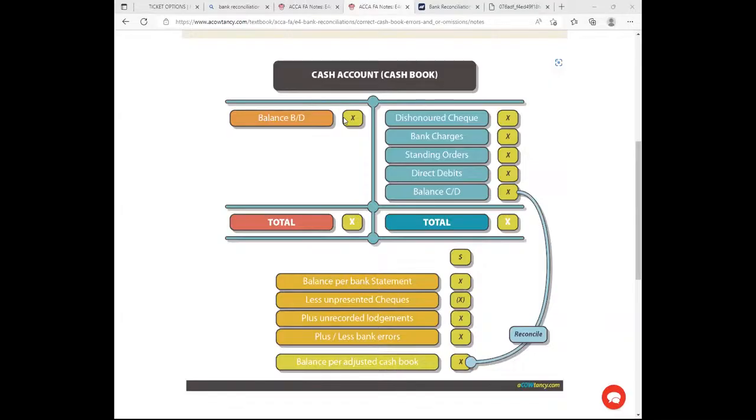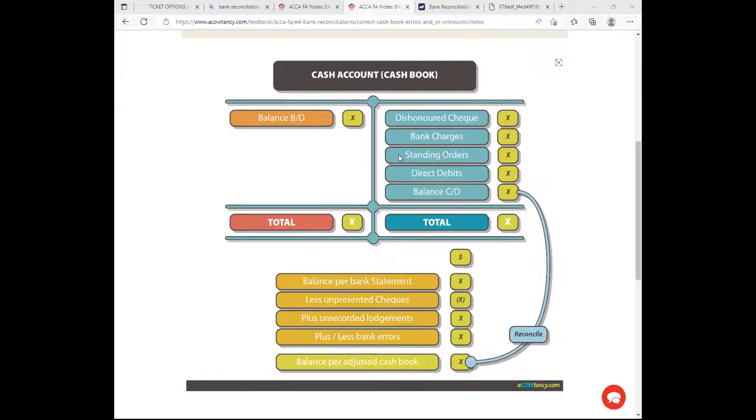The first one, you had received some checks from your customers. Customers at times give us bad checks. So if these checks bounce, what we call dishonored checks, I will come and credit to reduce my cash book. If there are any bank charges, I'll credit.